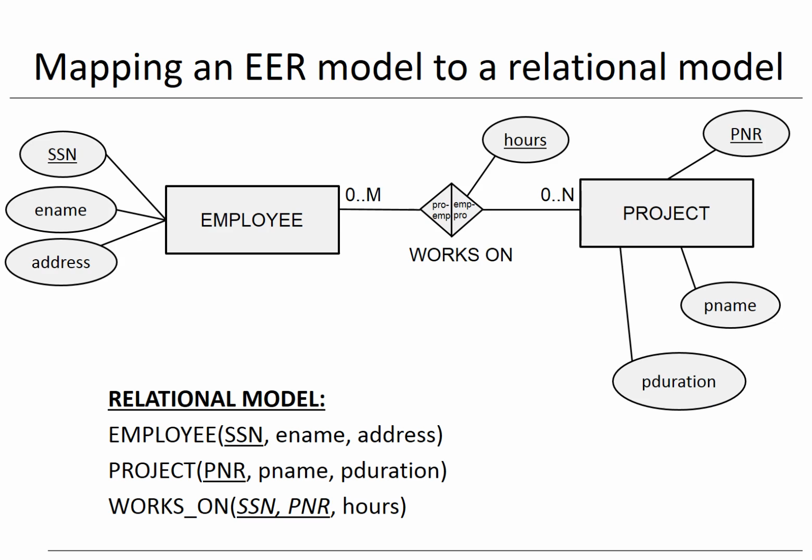Here you can see the relation works on defined. It has two foreign keys, social security number and project number, which together make up the primary key and can thus not be null. The hours attribute type is also added to this relation.